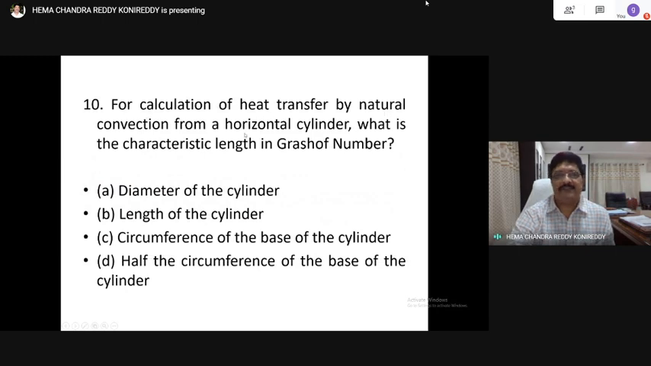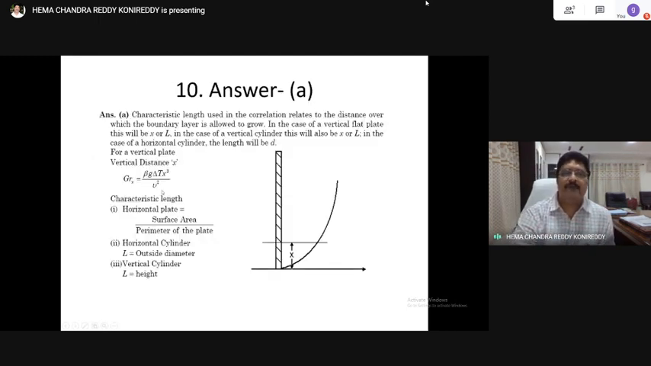For calculation of heat transfer by natural convection from a horizontal cylinder, what is the characteristic length in Grashof number? Grashof number is g beta delta T L cube divided by nu square, where L is the characteristic dimension. So in natural convection, for a horizontal cylinder, I have always maintained the diameter of the cylinder. This is the Grashof number equation. For a horizontal plate, I said it is surface area by perimeter.